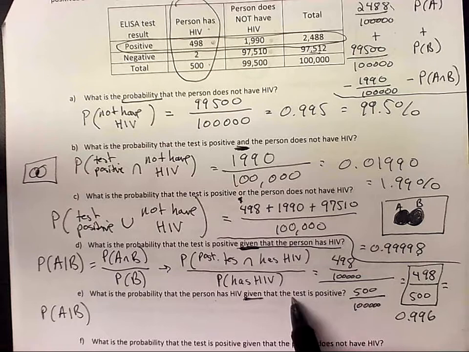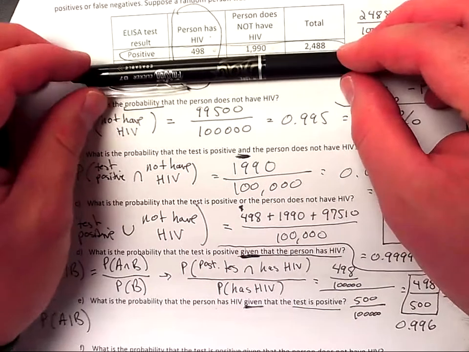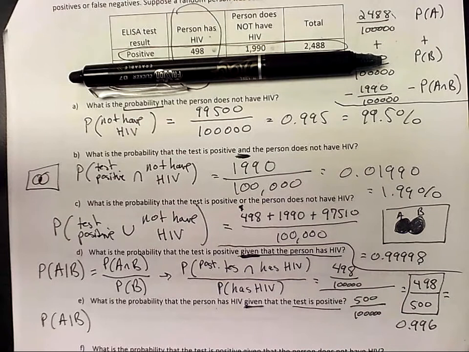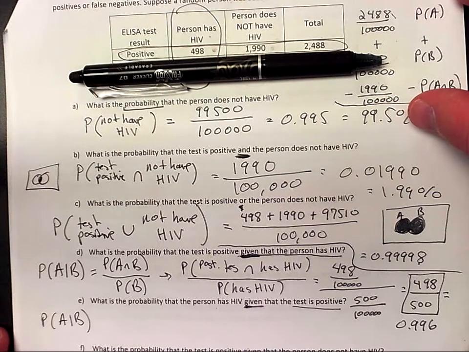Just tests being positive, right? So we're only going to focus on this row right here. Then if we're just focusing on that row, what's the probability that the person has HIV? 20%. How'd you get that? I just took 498 over 2488. Everybody good with 498 over 2488?